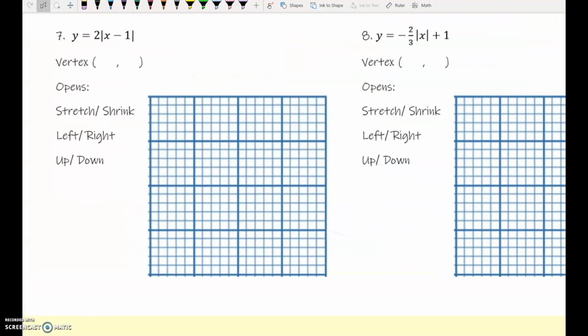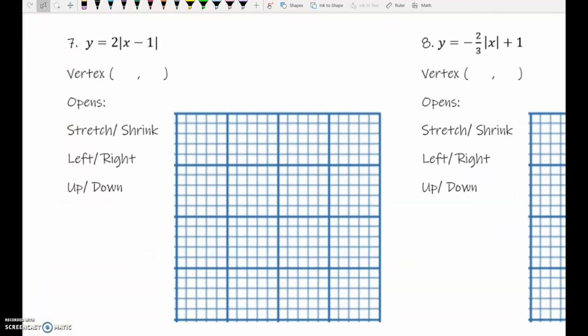Number 7. What looks different about number 7? There's no K. There's no number after the absolute value bars. So what number do you think that would be? That'd be a +0. So when we do the vertex, the -1 will give us the first part of the vertex. So what is the first part of the vertex? +1. And then the 0 will give us that second part of the vertex. So this time our vertex is at 1, 0.